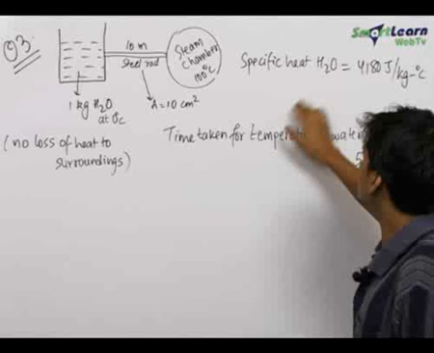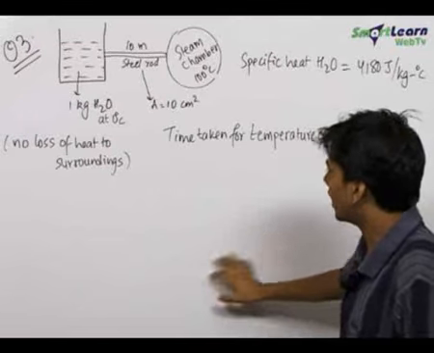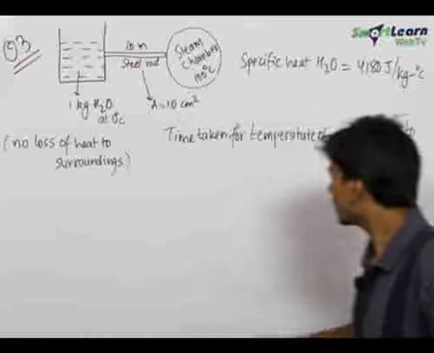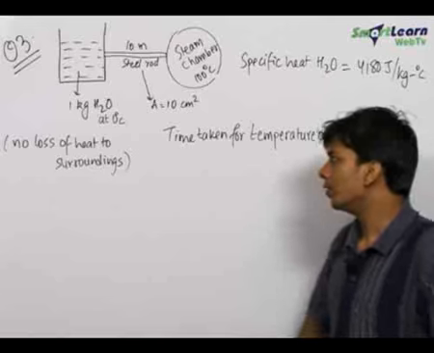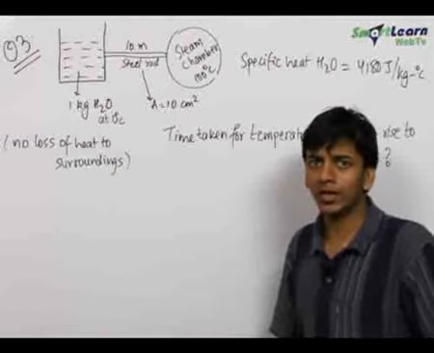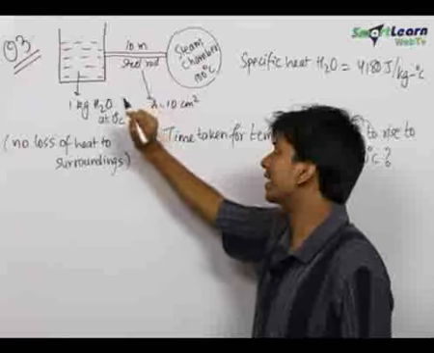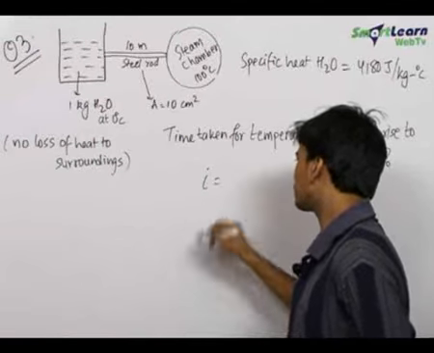We have also been given the specific heat of water to be 4180 joule per kg degrees Celsius. We can assume that there is no loss of heat to surroundings and this container does not absorb any heat. We need to find out the time taken for the temperature of water to rise from 0 degrees Celsius to 50 degrees Celsius. So the first thing you need to find out is the heat current across this steel rod. So for that, let us first find out the heat current.